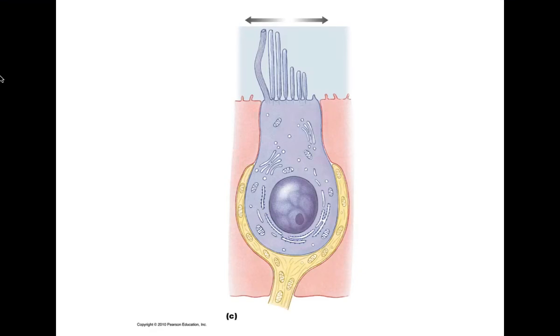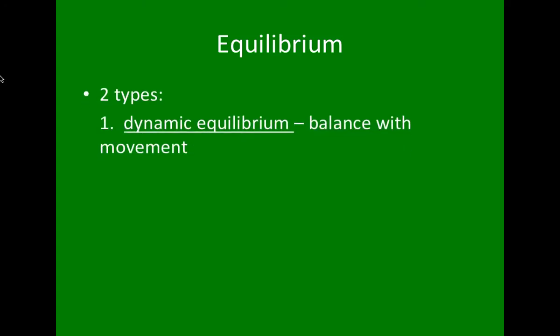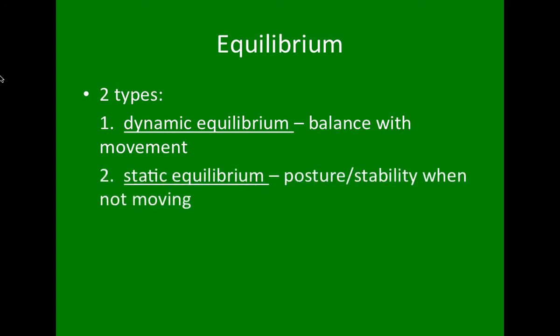Now, we're going to start by taking a look at equilibrium. We have two types of equilibrium. We have dynamic equilibrium, which provides our balance while we move. And we have static equilibrium, which is responsible for our posture and stability when we are not moving. Now, each of these is monitored within the inner ear, but in slightly different areas. So let's start with dynamic equilibrium.